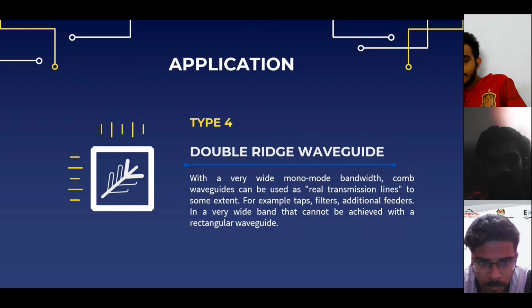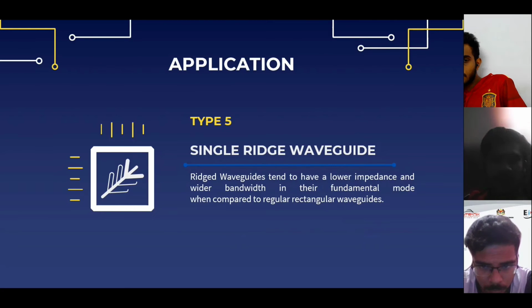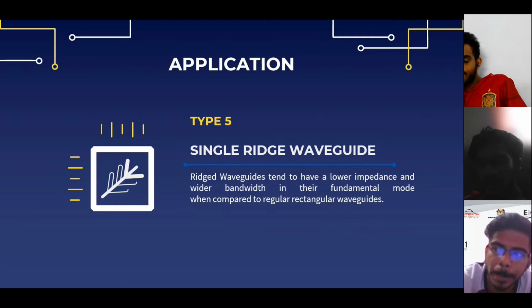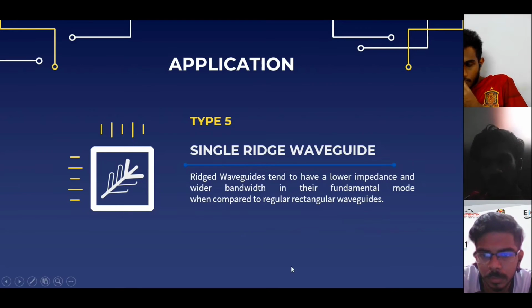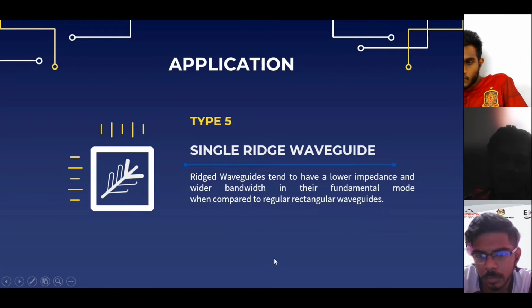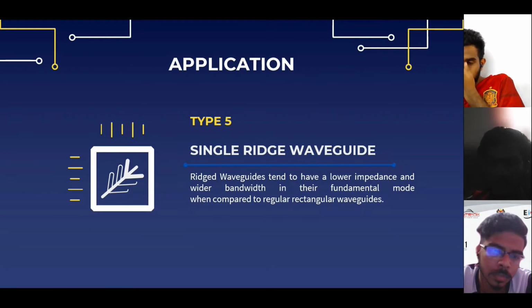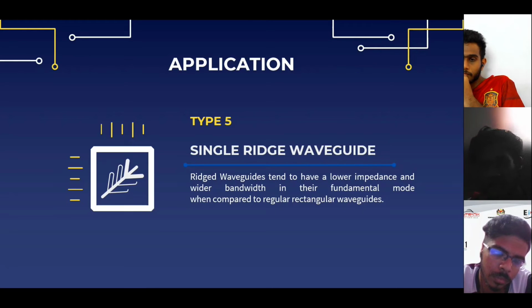Move on to the next, which is single ridge waveguide. A single ridge waveguide is a rectangular waveguide with a single protruding ridge from the top or bottom wall. It's explaining that there are rectangular waveguides with a ridge on the top or bottom wall. It's called a single ridge waveguide.